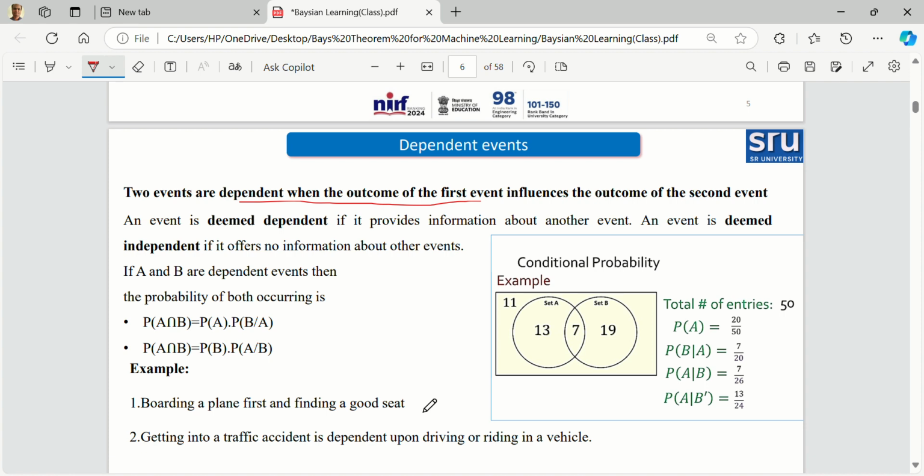Getting into a traffic accident is dependent upon driving or riding in a vehicle. So the traffic accident depends on the driving. If careless driving, an accident will happen, or when you are riding in a vehicle, traffic accidents also sometimes happen.